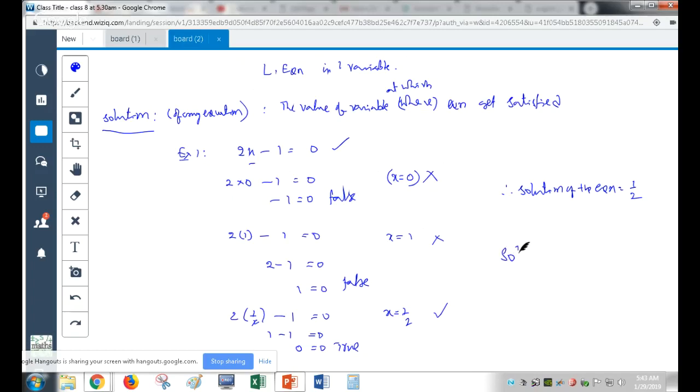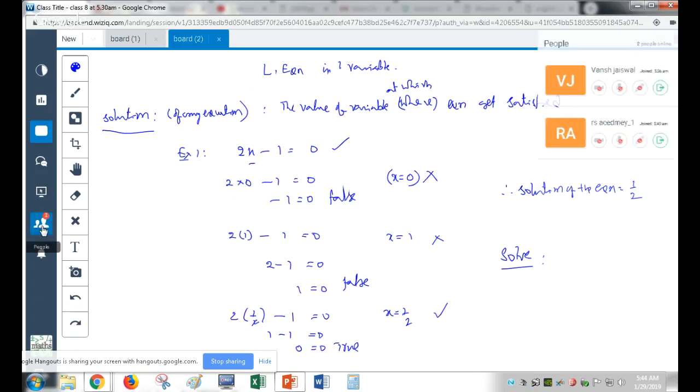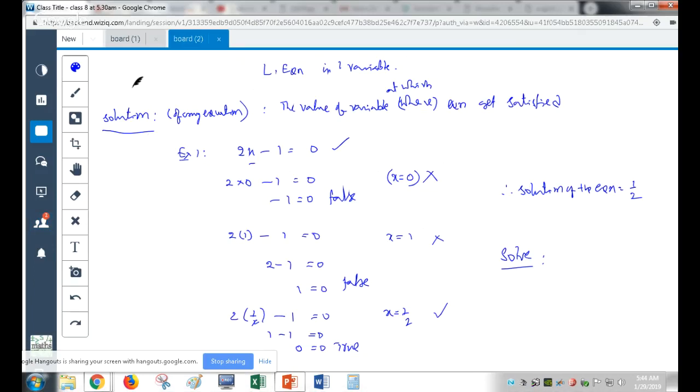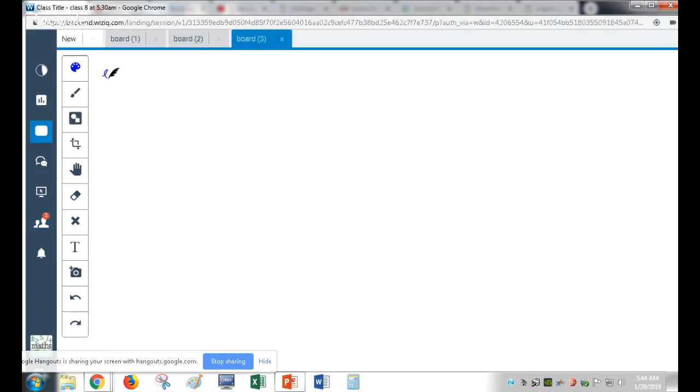Okay. Suppose it is given to solve, what does it mean? You have to find the solution of the equation. So now we are going to solve the equations. Solve means we will be finding the solution of the equation. So some things you have to remember: you can add or subtract, you can multiply or divide with anything on both sides.